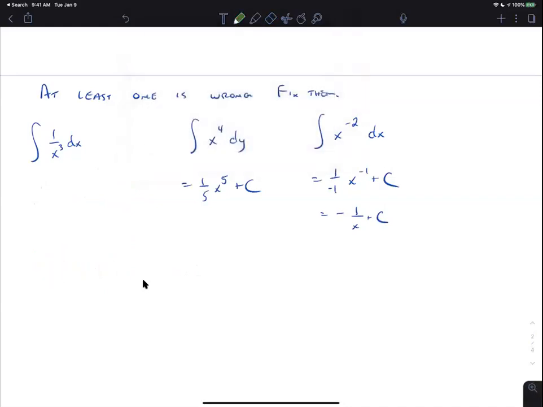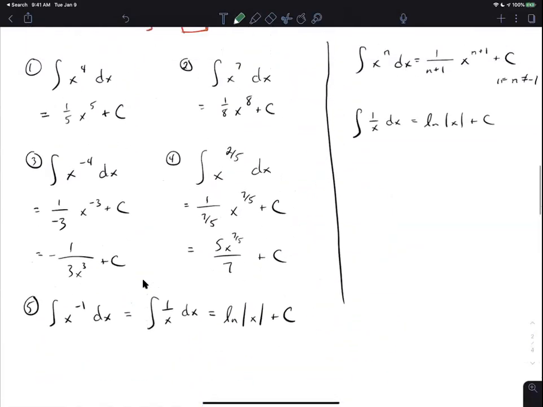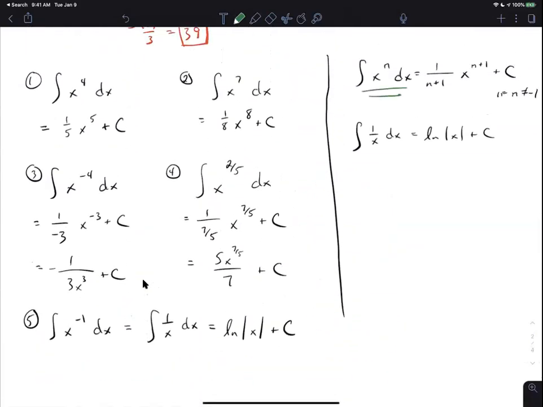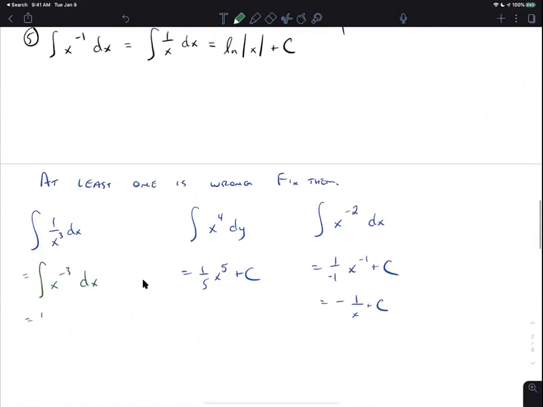Make it x to the negative third dx and take the integral from there. Perfect. So let's rewrite it as x to the negative third dx. And now it matches the first rule, right? So x to the negative third matches that one. So we've got 1 over negative 2, x to the negative 2 plus c, which is negative 1 over 2x squared plus c. Does that make sense?